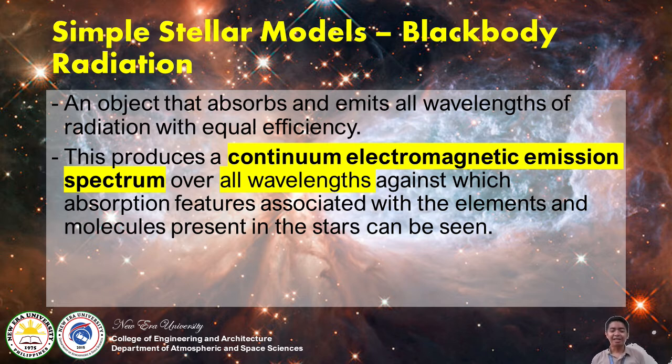Okay, so what is a black body? A black body is an object that absorbs and emits all wavelengths of radiation with equal efficiency. So it means that if a black body absorbs a certain radiation, it will emit the same amount of radiation. Also, as we discussed in our earlier discussions, a black body is a perfect absorber. Now, this produces a continuum electromagnetic emission spectrum over all wavelengths against which absorption features associated with the elements and molecules present in the stars can be seen.